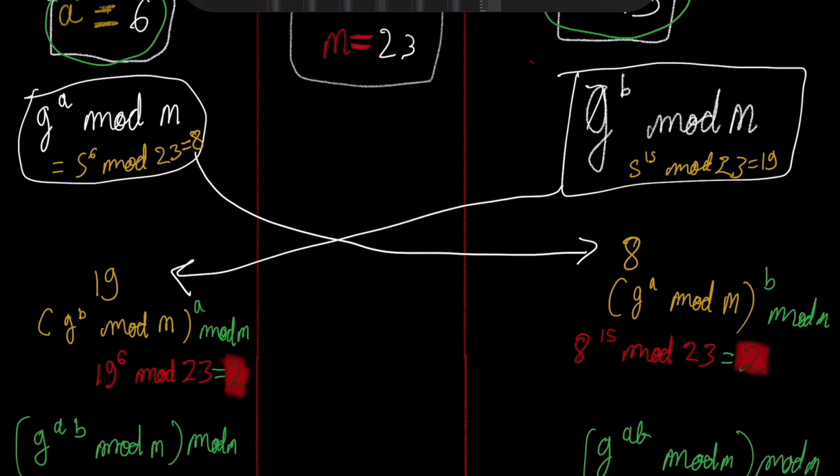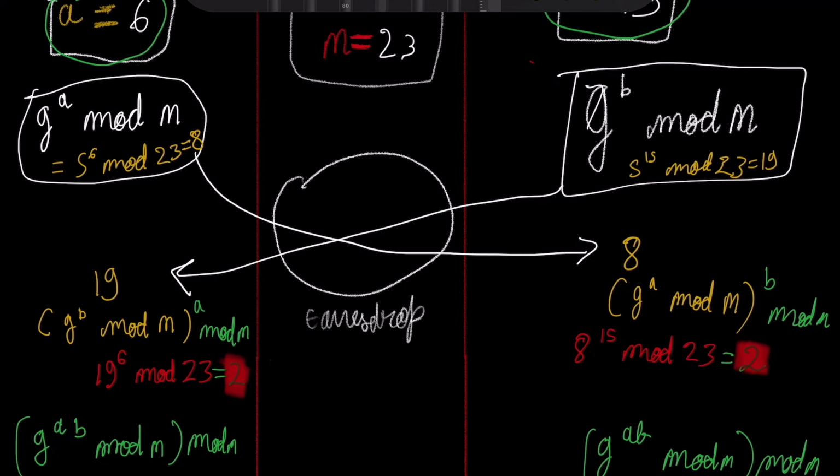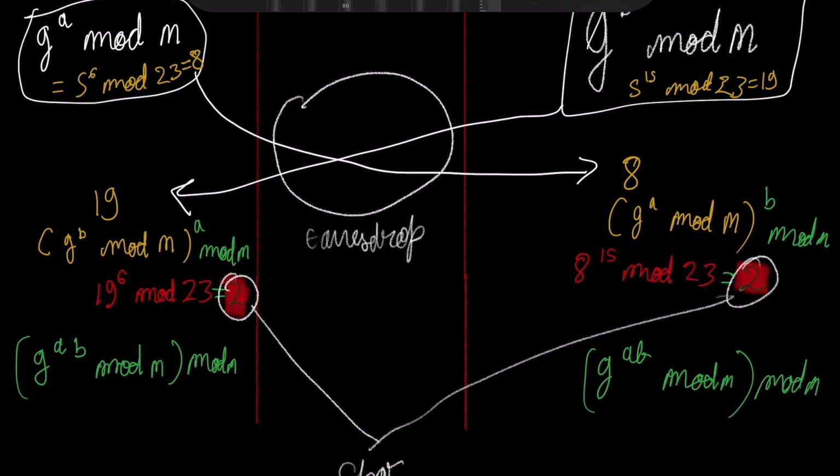So over this unsecure public channel where anybody could have eavesdropped on their communication, they have generated a shared secret. So this 2 and this 2 here is a shared secret, and now they can use this to encrypt their messages, right?